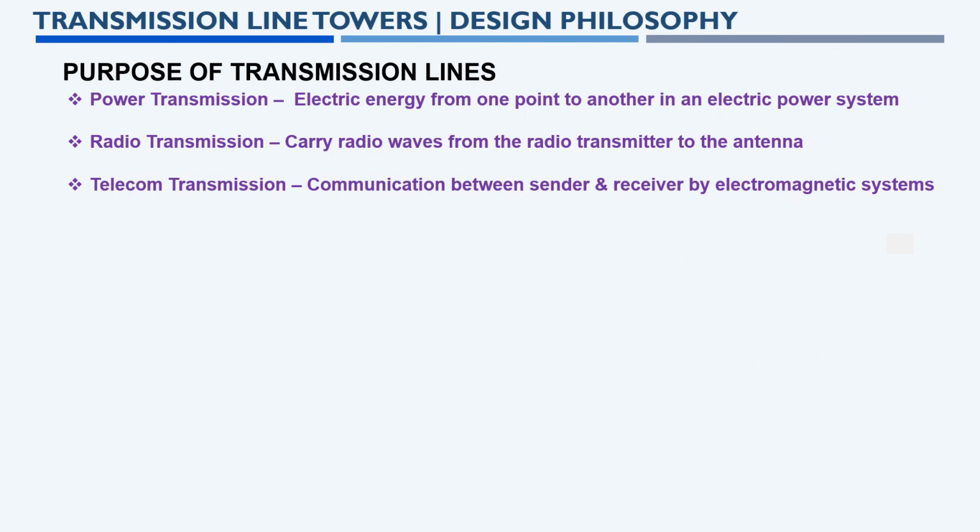First of all, we need to understand the purpose of transmission lines. There are 3 major purposes. The first one is power transmission. Whenever electric energy is generated in a power plant, that energy should be transmitted to the nearest distribution lines. So it carries electric energy from one point to another in an electric power system.